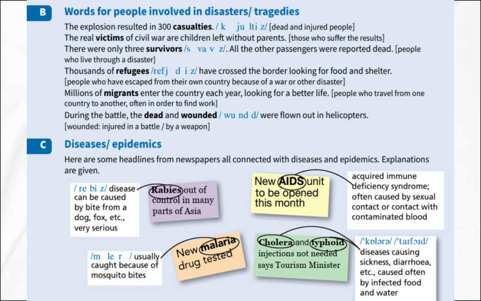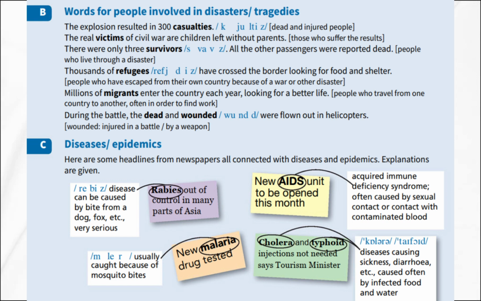Words for people involved in disasters and tragedies. Now, let us look at the words we use for people who are affected by these events. The explosion resulted in 300 casualties. That means the dead and injured people. The real victims of civil war are children left without parents. They are the ones who suffer the results.